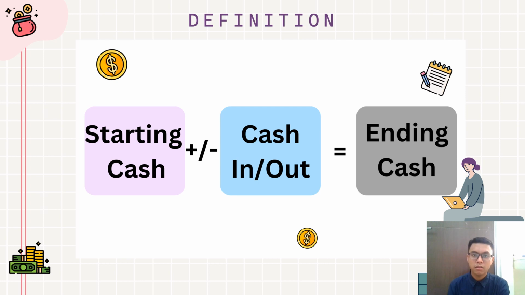In short, starting cash plus or minus cash in or cash out is equal to ending cash. The cash flow statement measures how well a company manages its cash position, meaning how well the company generates cash to pay its debt obligations and fund its operating expenses. As one of the three main financial statements, the cash flow statement complements the balance sheet and the income statement. That's all I have to say about the definition of the cash flow statement.